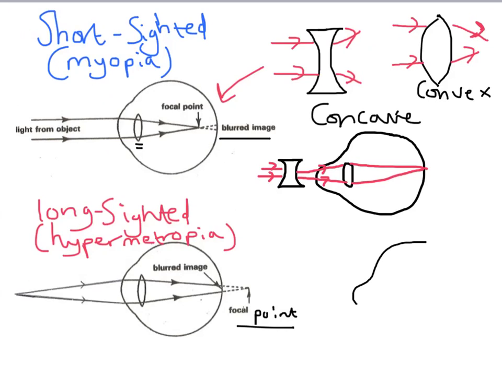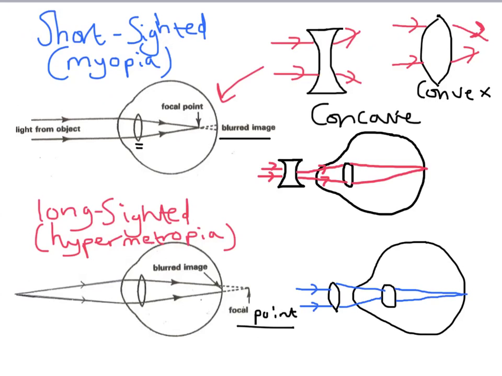So if we draw again the eye here, put a lens in place, and we imagine putting a convex lens in place just here, then what we can have are the light rays coming in and brought in a bit sooner, because the problem with someone who is long-sighted is that the light rays aren't focused in time. So we could bring those light rays in sooner, which would help to focus them easier onto the back of the eye.